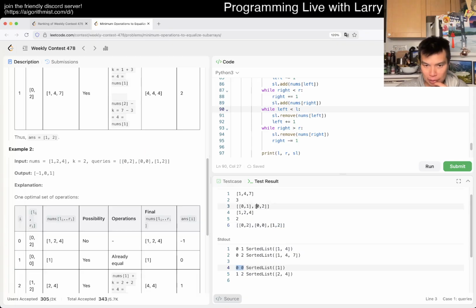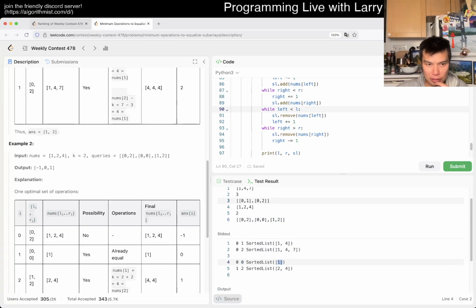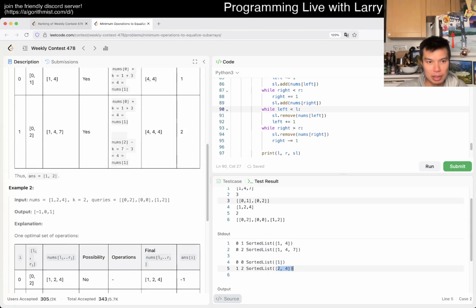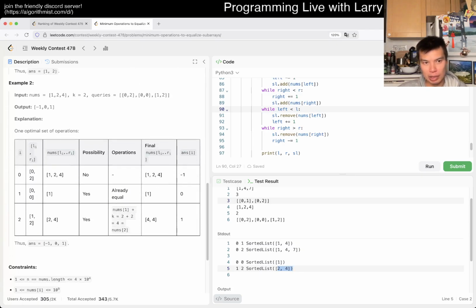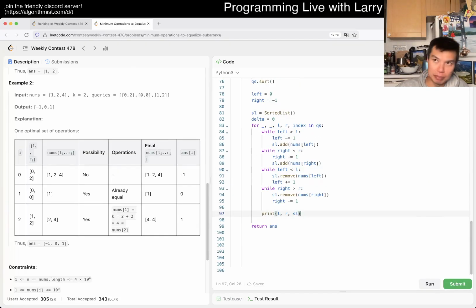02 is not possible, so that's why. 00 is 1. We're Gucci. 2, 4. So we get the median very easily. And we want to round down, I suppose. Okay, so now we just have to keep track of the deviation from median. That is annoying.